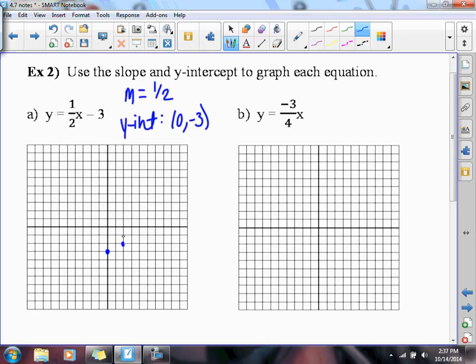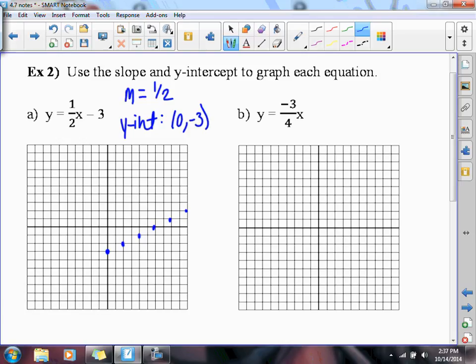Then I'm going to do it again. I'm going to go up 1 and over 2. Up 1 and over 2. And I can keep going as many times as I'd like. Well, I'm going to stop there because I'm going to go off the graph.